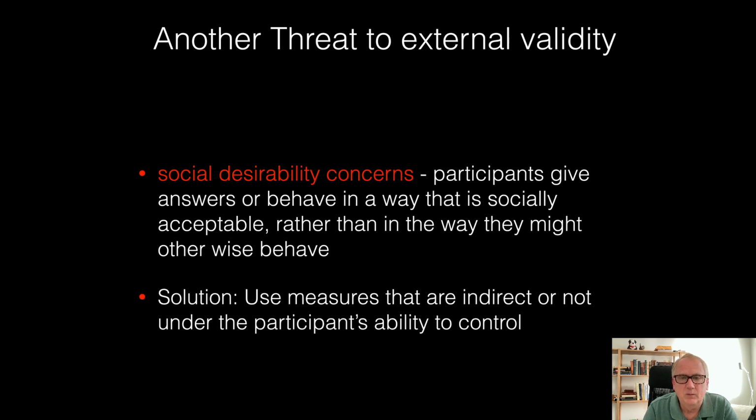The solution here, one of the things you could do, is to try to use measures that are more indirect as a dependent variable, or not under the participant's ability to control. These might include things like using a physiological measure or using a reaction time measure, and not telling them again exactly what that dependent variable is, so that they're not likely to try to show their social desirability. So social desirability concerns are only really relevant when you've got a kind of experiment where your participants may worry about looking socially acceptable.